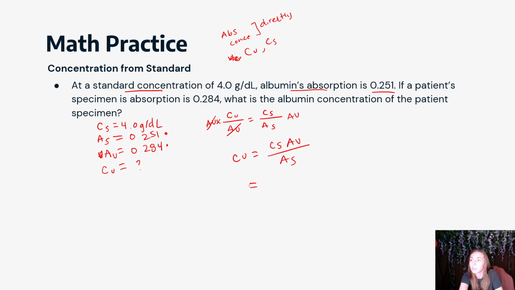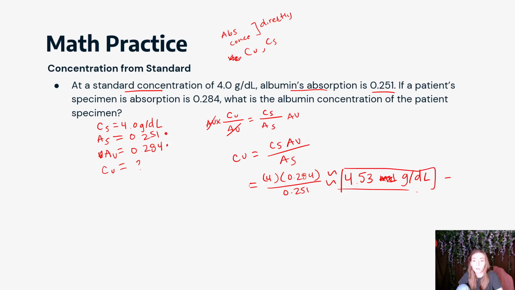Cu, so then Cs is 4.0 times Au, which is 0.284, over As, which is 0.251. Which is going to be 4 times 0.284 divided by 0.251. That's going to equal roughly 4.53 moles. Sorry, not moles. It's going to be grams per deciliter equals our Cu.